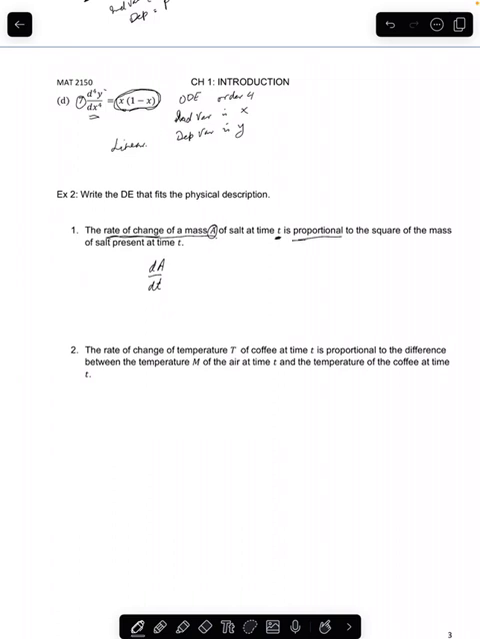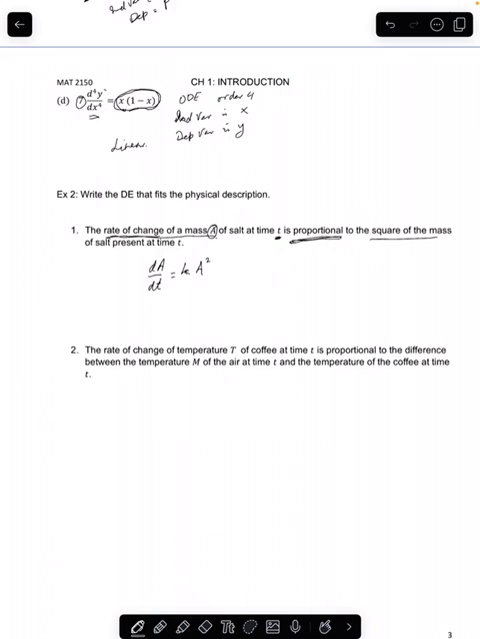So what does it mean to be proportional? Well, basically it means it is not exactly equal to, but it is equal to a multiple of the quantity. Which means we can write it as dA by dt is equal to k times, what? k times the square of the mass of the salt. So the mass of the salt is A, so we say kA squared. So this is what the differential equation will look like.